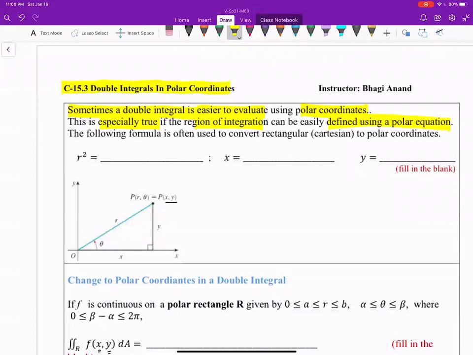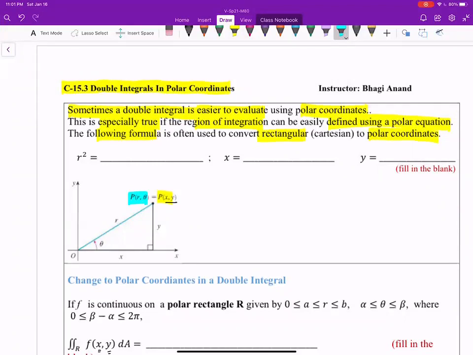The following formula is often used to convert rectangular or Cartesian to polar coordinates. If you look at this picture, you have both rectangular coordinates x, y, and polar coordinates r and theta. We are keeping the point P in standard position, so you have a right triangle. The adjacent side is x, the opposite side of theta is y, and the hypotenuse is r.